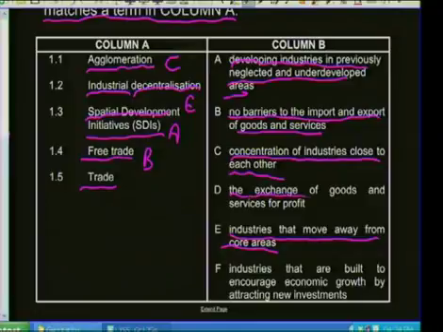If you know the concept, that means exchanging goods for money, exchanging good for good, different types of things like that. All right, the word exchange is the action word, and very quickly, exchange of goods and services for a profit. All right, and that's your answer, D.